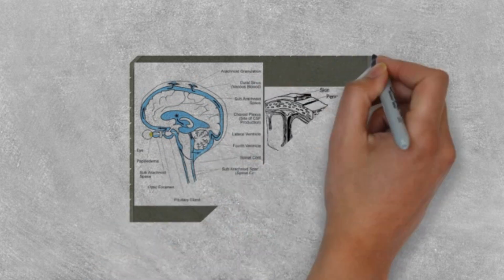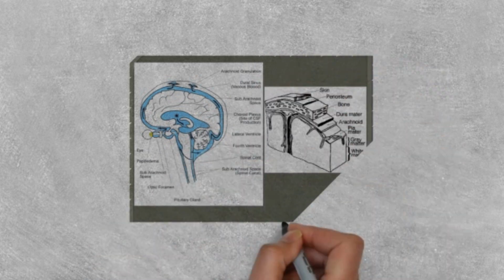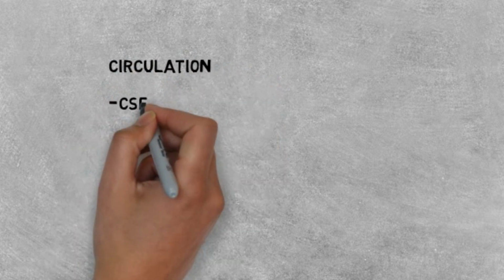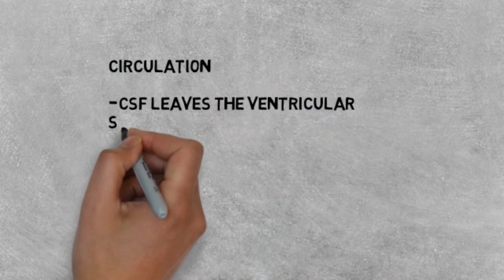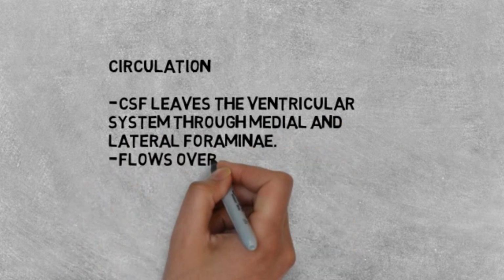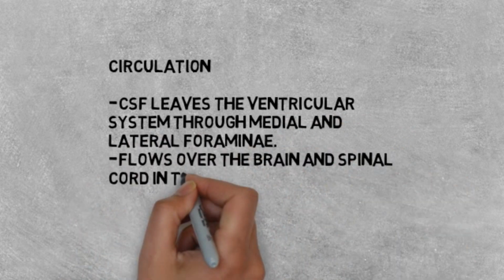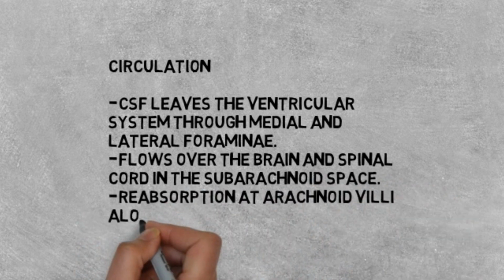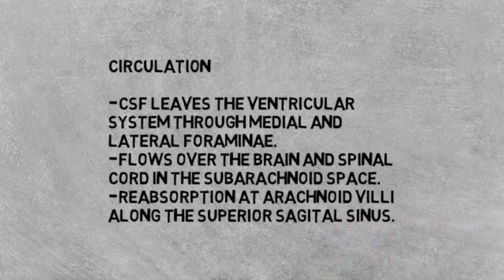Showing the pathway where the CSF is circulated. Circulation. CSF leaves the ventricular system through medial and lateral foramina, flows over the brain and spinal cord in the subarachnoid space, reabsorption of arachnoid villi along the superior sagittal sinus.